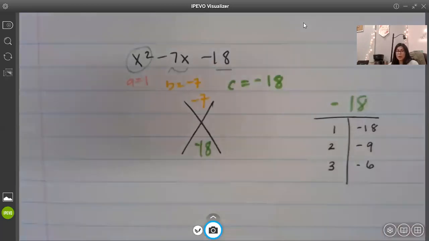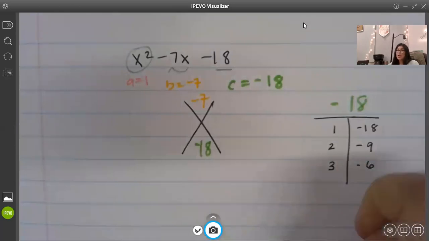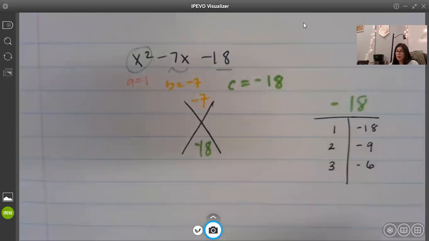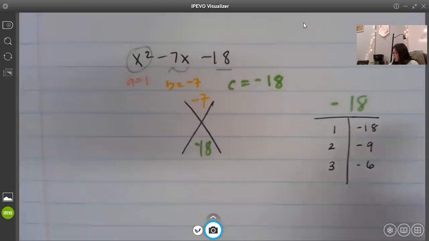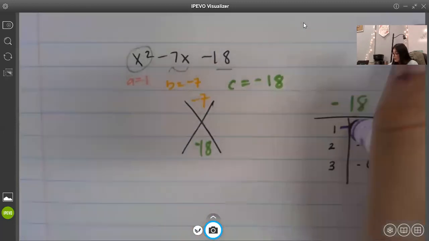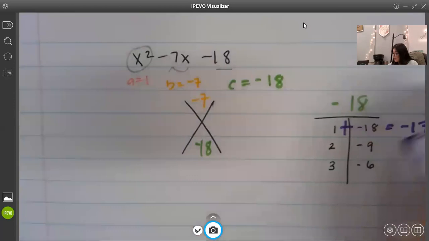So now what do I do next? I add them. Now, what is the answer supposed to be when I add them? The answer is supposed to be negative 7 because that's the B. So I'm going to add. If I add this, it equals negative 17. If I add this, it equals negative 7. If I add this, it equals negative 3.